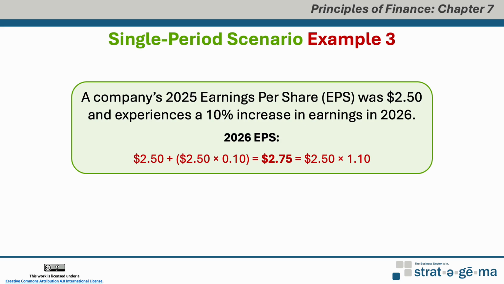That's $2.75. Or we can shortcut that by taking $2.50 times 1.10, so adding that 10% to 100%. That simply saves us from having to calculate the growth portion itself and then adding it. Of course, if we want to calculate only what the growth portion is, then we would have to take the 250 and multiply by the 10%.